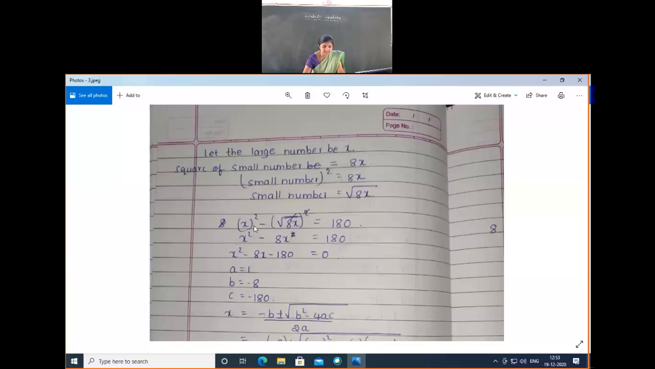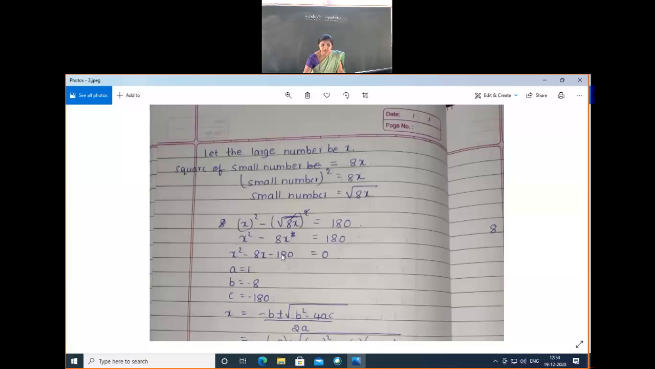Then x square is x square only. Square root of 8x whole square. How can you work out this one? How did we get 8x actually? Here square and square root get cancelled. So 8x is remaining here, which is equal to 180. Now x square minus 8x, then take this 180 to this side, minus 180, which is equal to 0. x square minus 8x minus 180 is equal to 0.